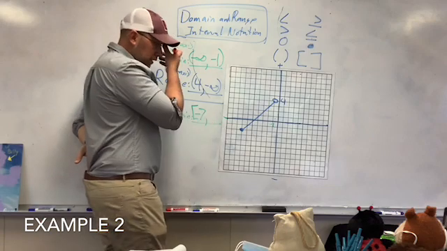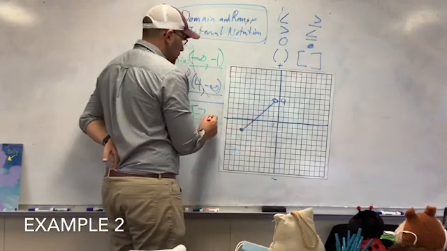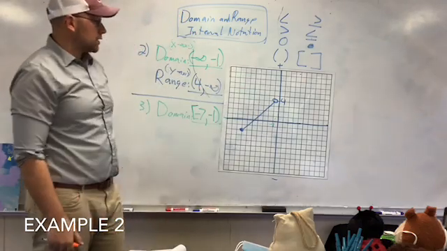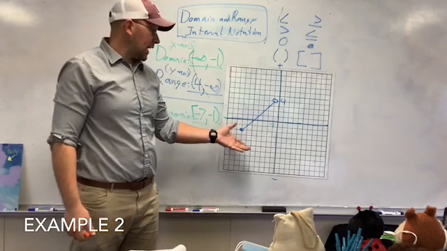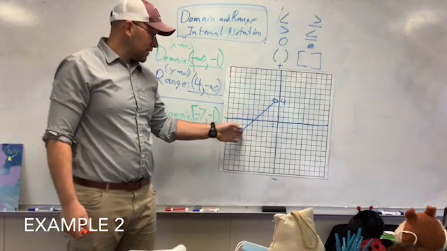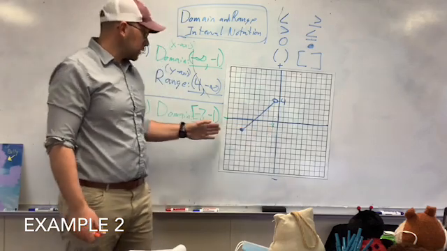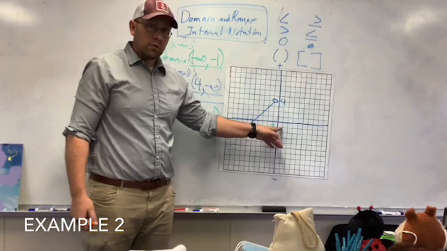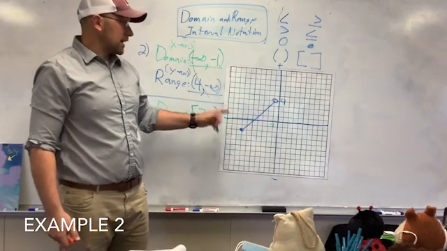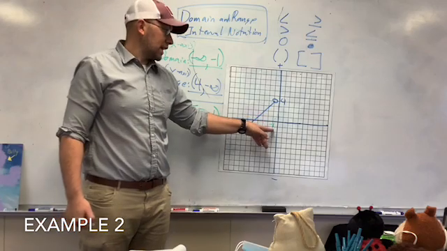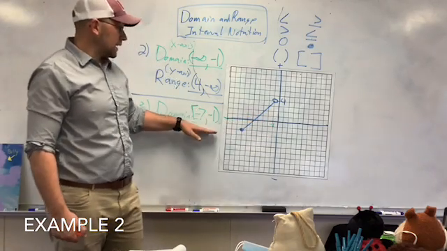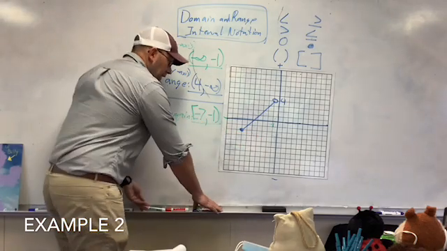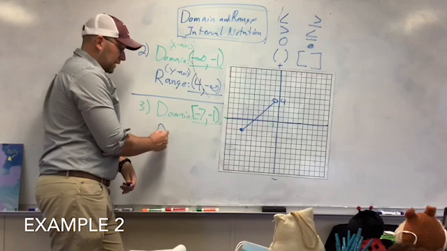And where does this go to on the domain? Well, we already know it goes to -1, and it does not include it because it's an open circle. So this line segment is saying, all the x's from -7 to everything before -1 are included in this domain. So is 0 included? No. Is 10 included? No. Is -1 included? No. All this domain is saying is that these are all the x's that are included in that line segment. Now we need to find out which y's are included by finding the range.